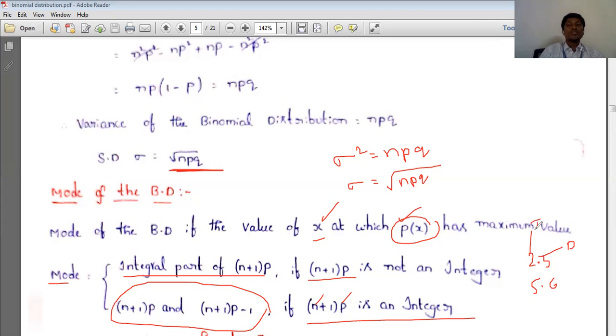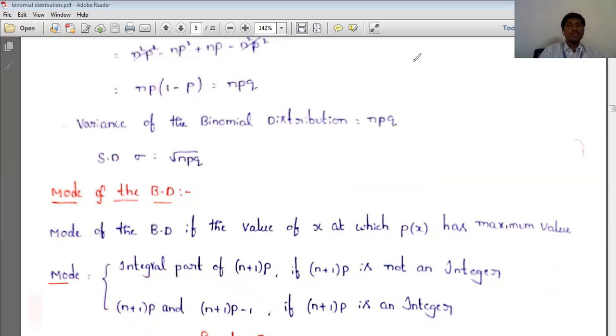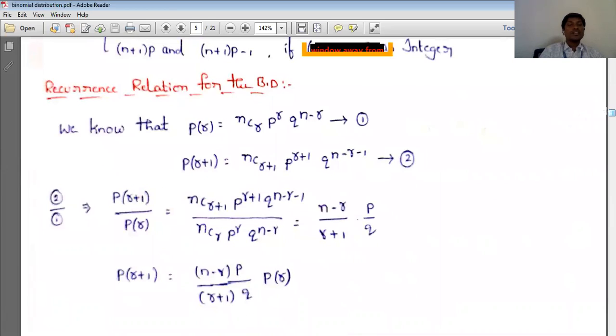In that case, the mode is nothing but we have to take only the integral part. We should not take the decimal part. So this is the mode of the binomial distribution. Next, the recurrence relation for the binomial distribution.